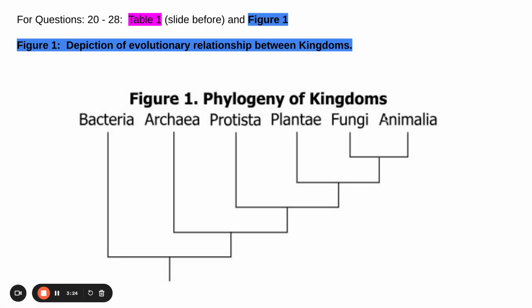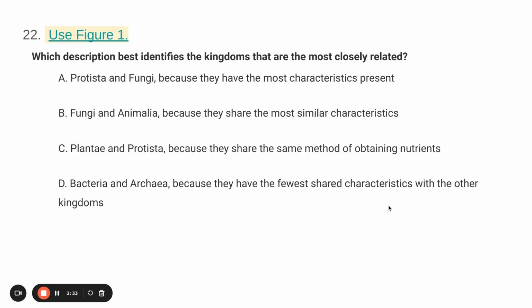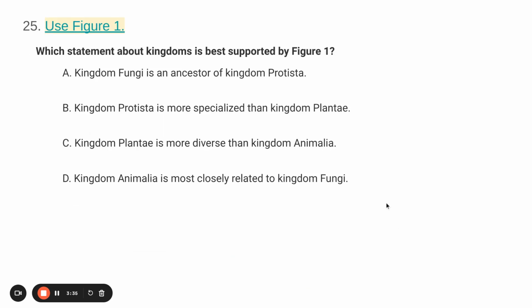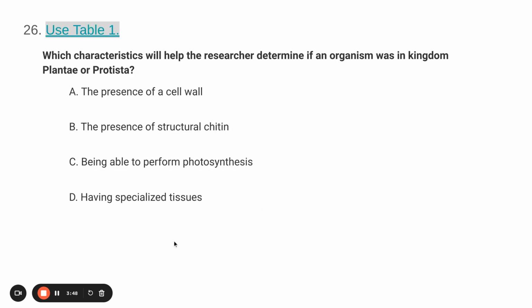So again, we've seen this in a different version, but Kingdom Animalia is closer in relation to Kingdom Fungi because of their position. So if we look at the other choices, I can't see specialization, I can't see diversity, and I didn't see that there was that type of ancestry. So with those types of questions, we're just sticking to the facts.